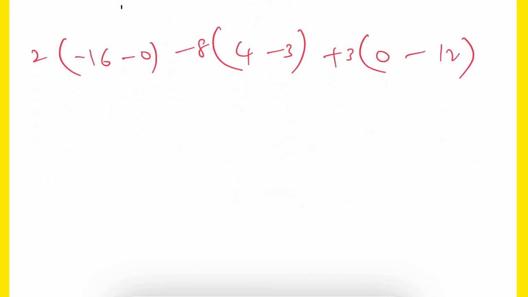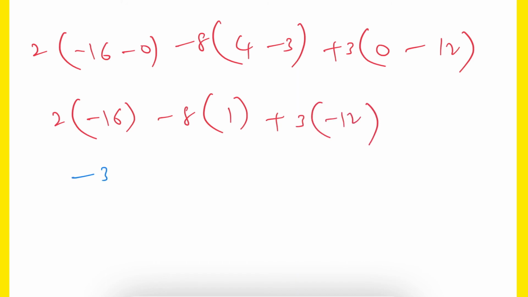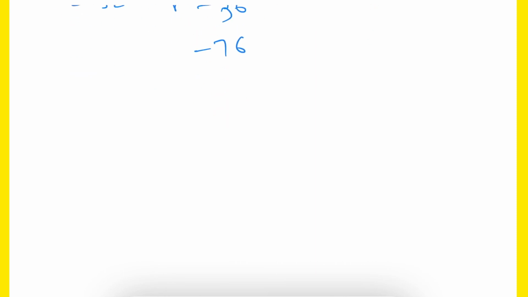Okay, let us simplify this. 2 into minus 16 minus 0 minus 16 minus 8 into 4 minus 3 1 plus 3 into 0 minus 12 minus 12. So 2 into minus 6 minus 32 minus 8, 3 12s of 36, so minus 36. Now minus 32 minus 8 minus 40 minus 40 minus 36 minus 76. This is the delta 2 value. Now let's move to the delta 3 then.